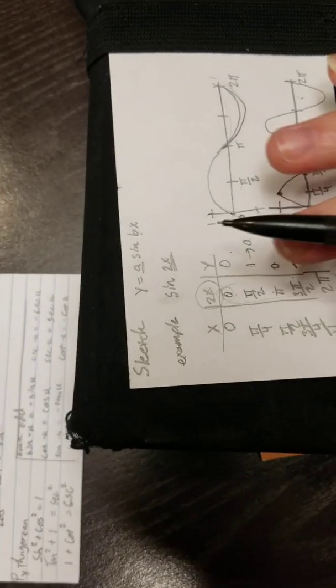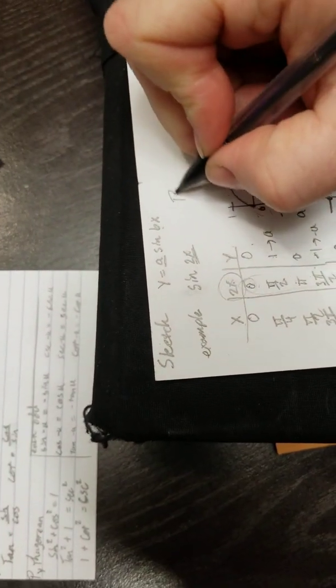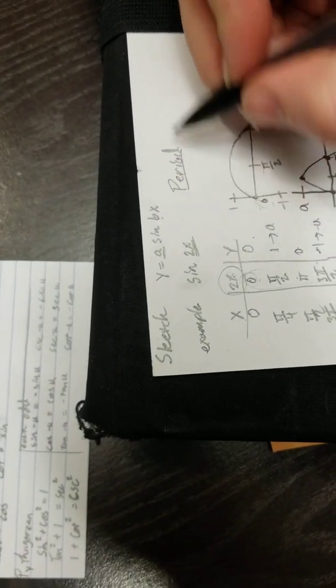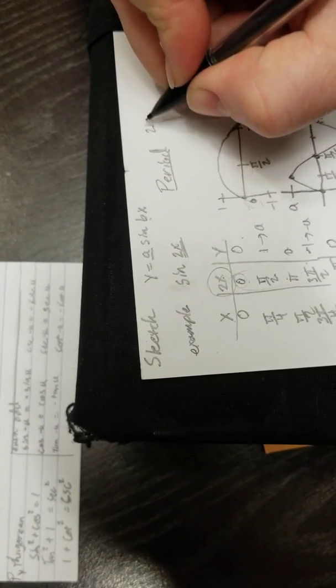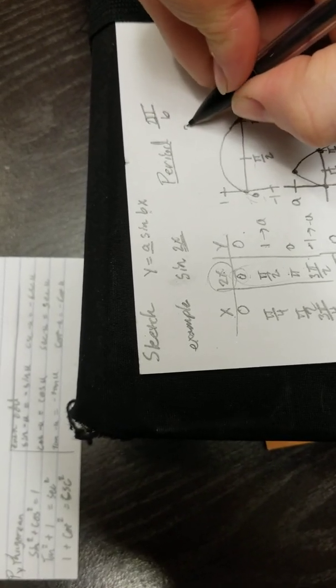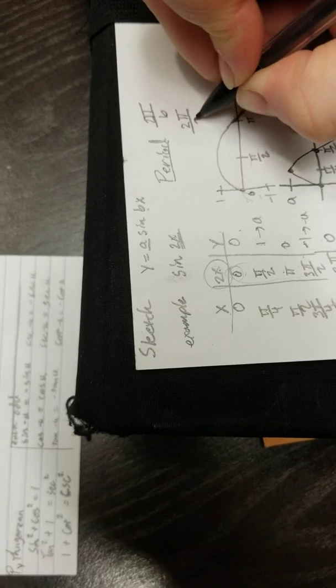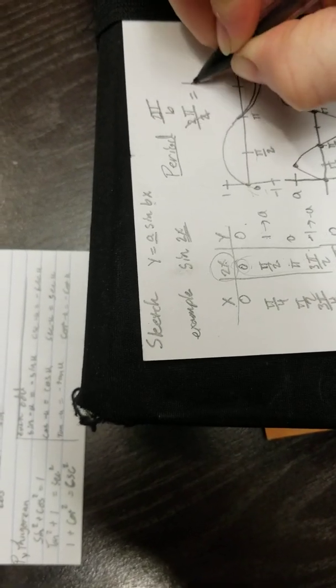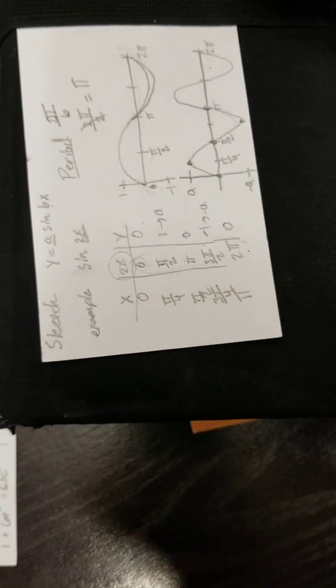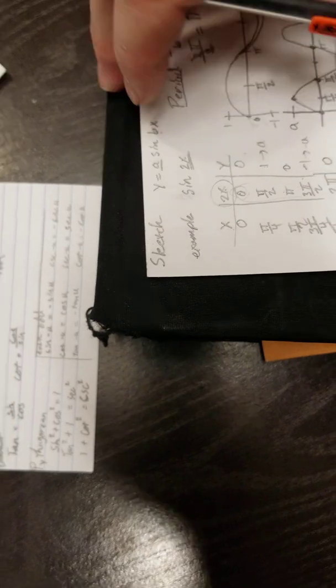The way you figure this out for your period, because you will have a problem where you need to find your period, you take 2 pi over B. So in our case, we do 2 pi over 2, which would give us pi. That means every pi distance I have a full wave. And that is all of your sketching problems.